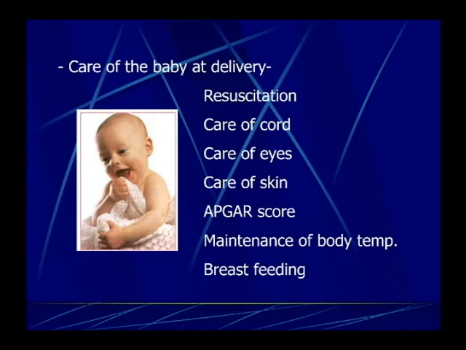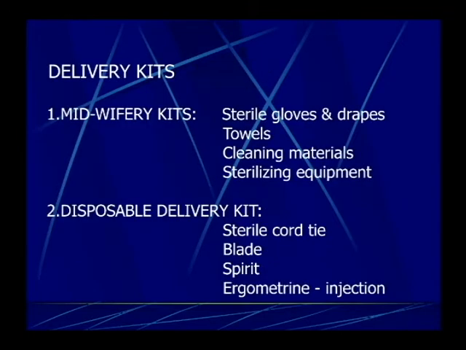Next, once you do a clean delivery and handle the complications, is care of the baby at delivery. As soon as the baby comes out, there may be some secretions stuck in the nose or throat, so they have to be removed. If the baby is not breathing, you need to resuscitate. The umbilical cord has to be taken care of, and also the eyes, because meconium stain or the amniotic fluid may be covering the eyes. Care of the eyes, care of the skin. Apgar score is the score of the baby related to liveliness, so don't worry about that much now. Maintenance of the baby's body temperature has to be done, and as soon as the baby is born, as early as possible, the baby has to be given to the mother to be breastfed. We'll be looking at that in more detail later.